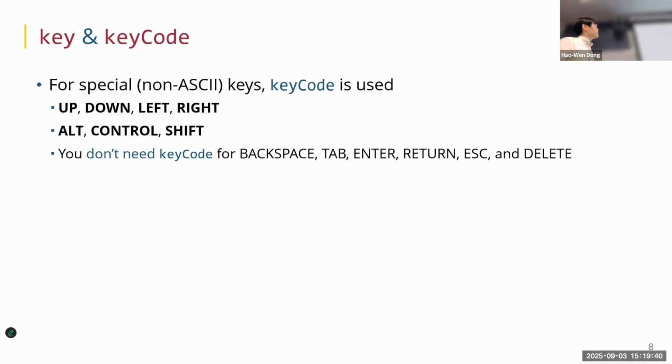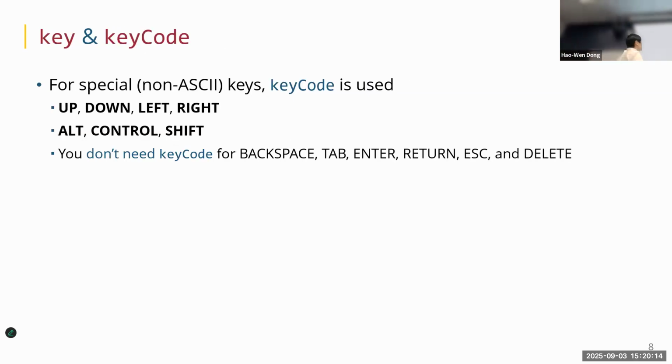Then in this case, you need key code rather than just a key. So you cannot do something like key equal Control. This doesn't work. You need to first do key equal to coded, and then key code equal to Control, to detect whether the Control key is being pressed.